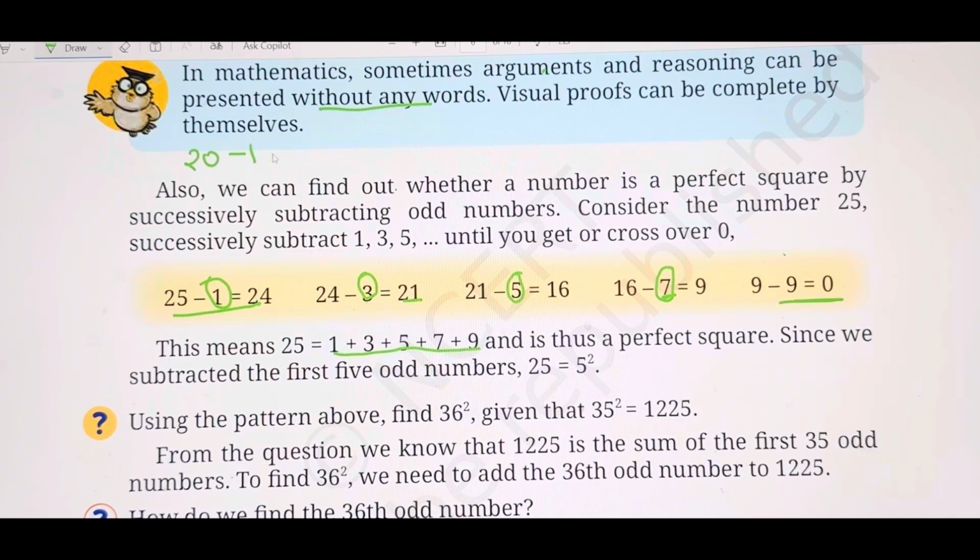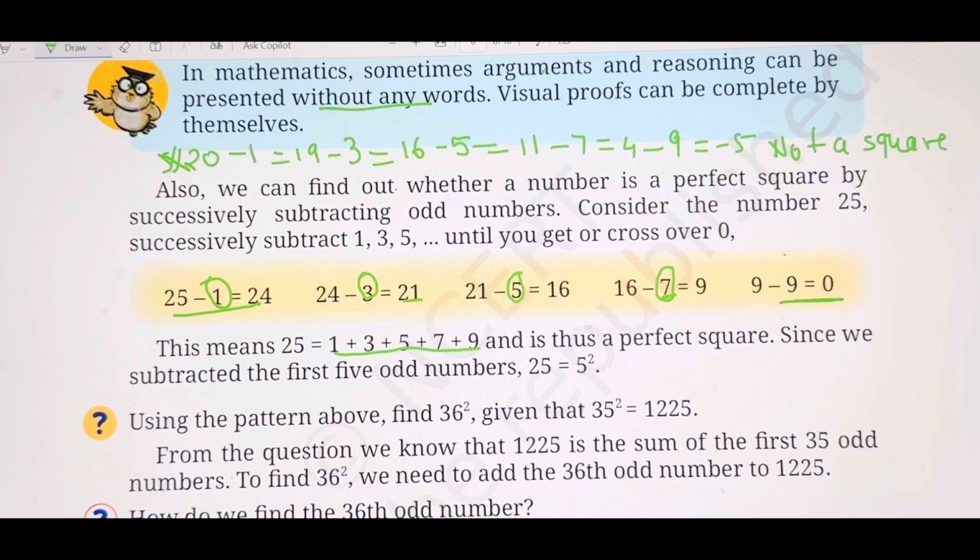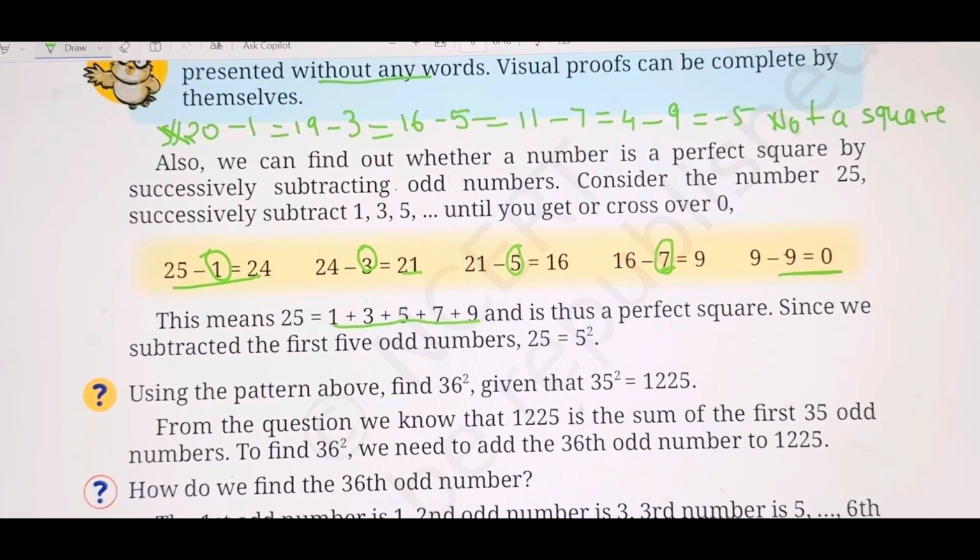So 20 minus 1 gives you 19. Then we subtract the next odd number, that is 3. So you get 16. 16 minus 5, the next odd number, gives you 11. 11 minus 7 gives you 4. Next is 4 minus 9. Now here you get a negative number. You are not getting 0. So 20 is not a perfect square. So this can help you in deciding whether a number is a perfect square or not. Right? So this is one technique to decide whether a number is a perfect square or not. We'll see more examples also.